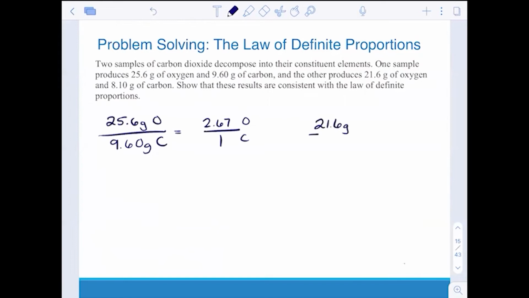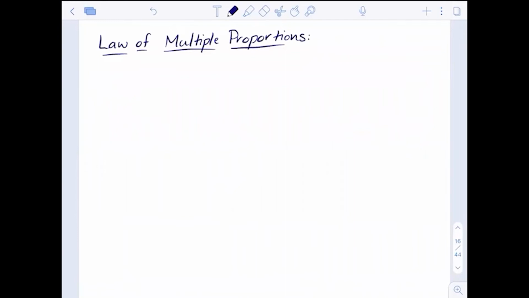Let's do it again. 21.6 grams with the other sample, 8.10 grams of carbon. And what we can see in that ratio is the same exact 2.67 of oxygen over 1 carbon.